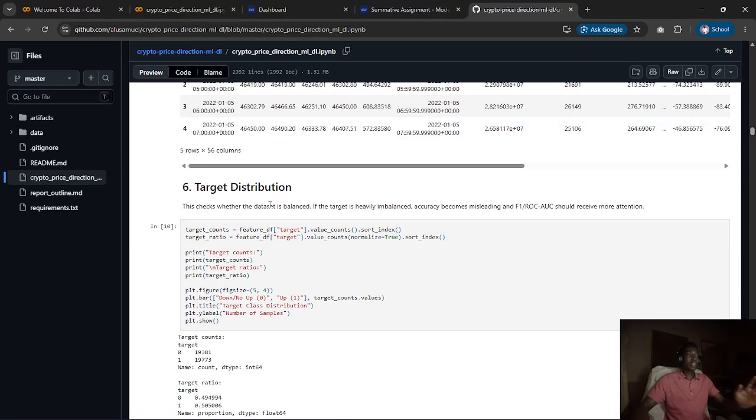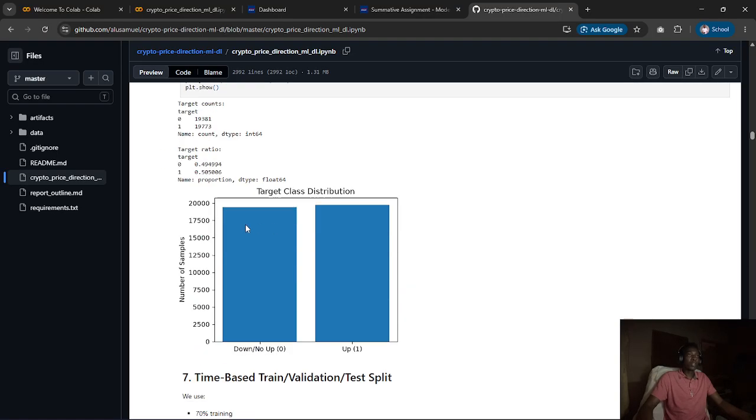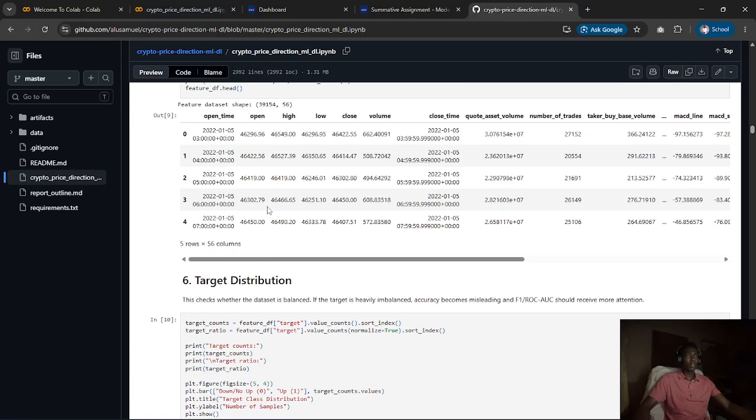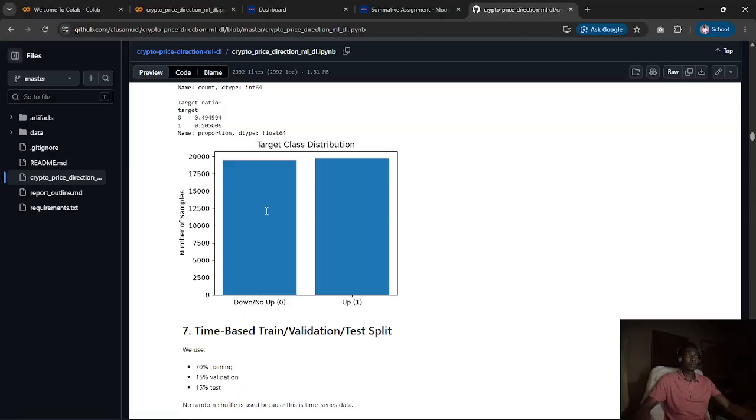So the target distribution on this part checks whether the dataset is balanced. If the target is heavily imbalanced, accuracy becomes misleading, and F1 and ROC AUC should receive more attention. So on this part, you can see exactly how the target distribution will be operating.